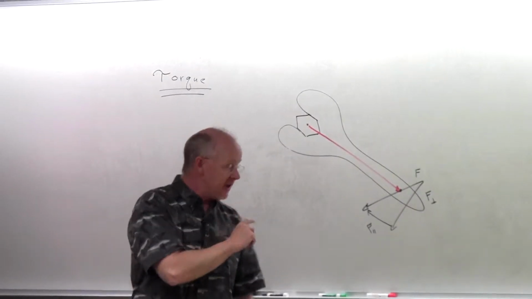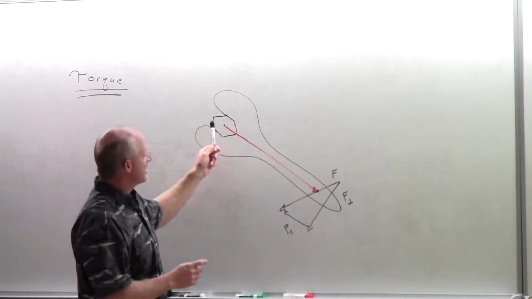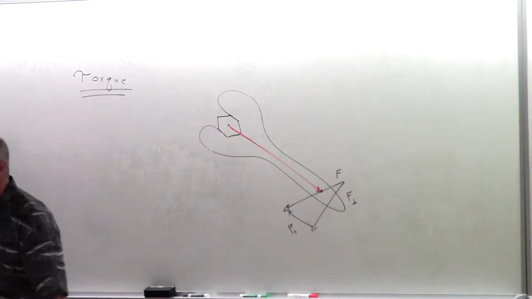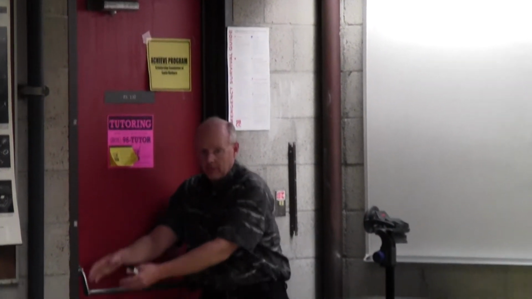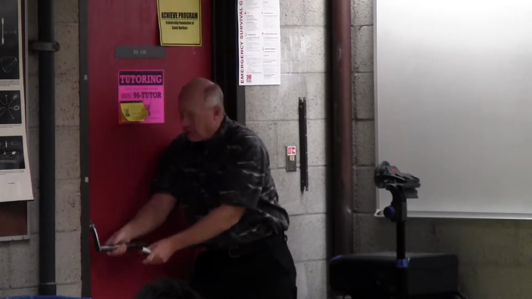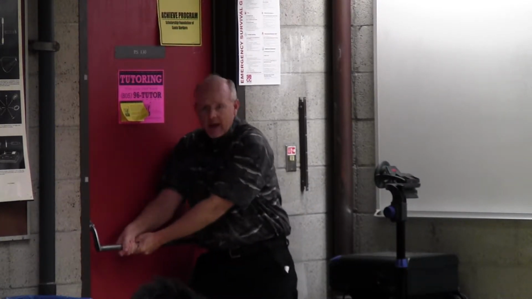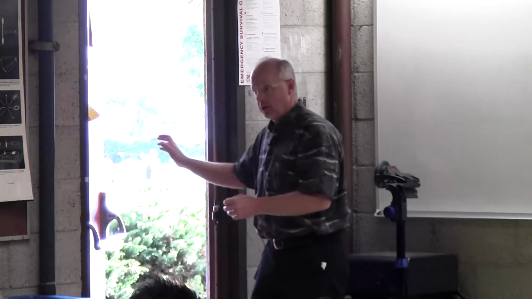So the part of this force here that is parallel to this position vector is useless in the sense of making something rotate. It would be like me standing over here on this door and saying, hey, I'm going to open this door. So I grab the handle and I pull it towards me. Does that open the door? I mean, I could pull as hard as I want here. It's useless pulling this way trying to open the door. I want to push perpendicular to the door.